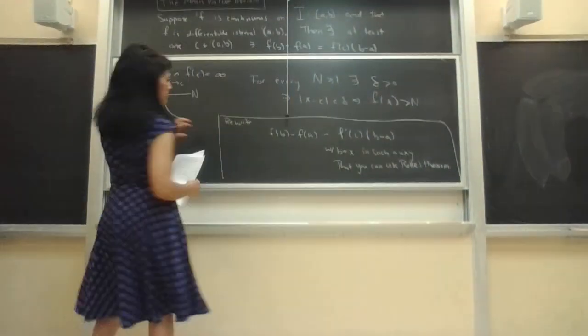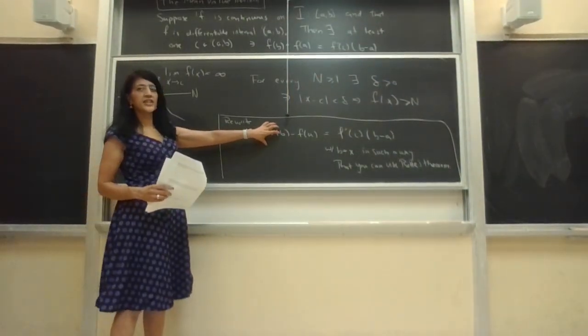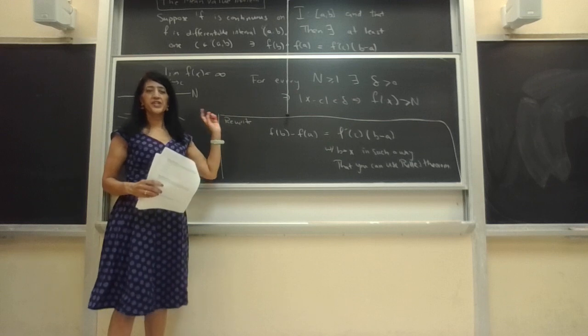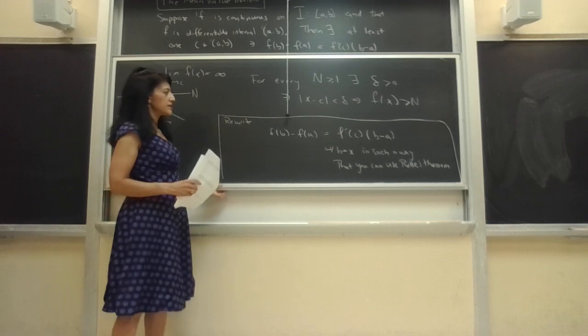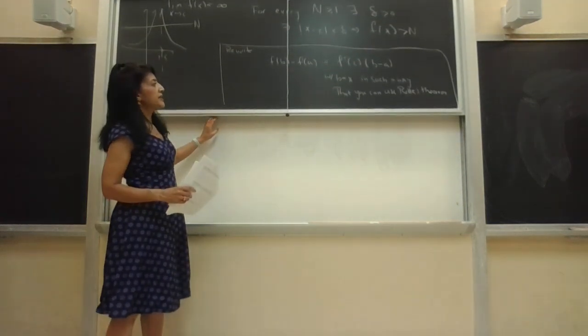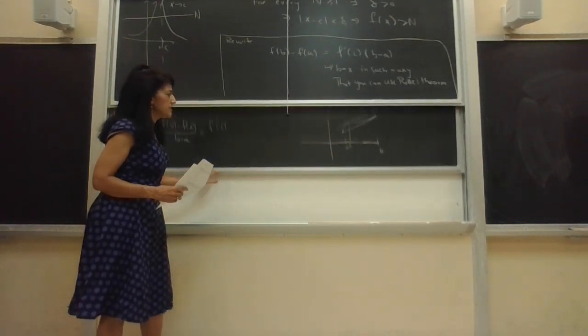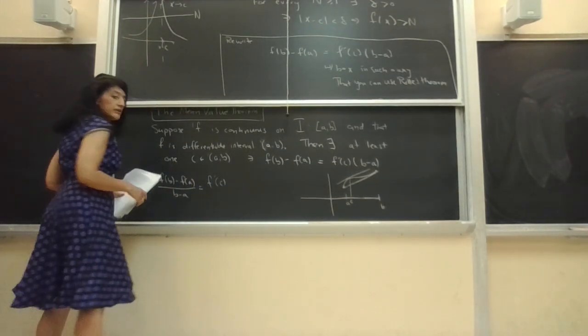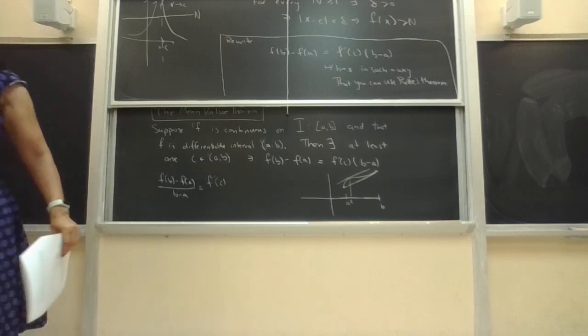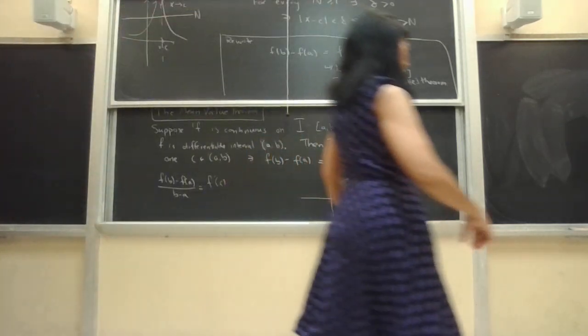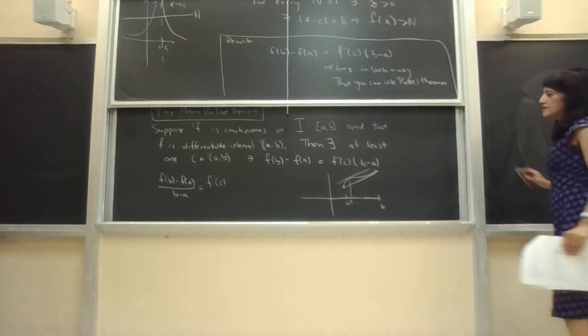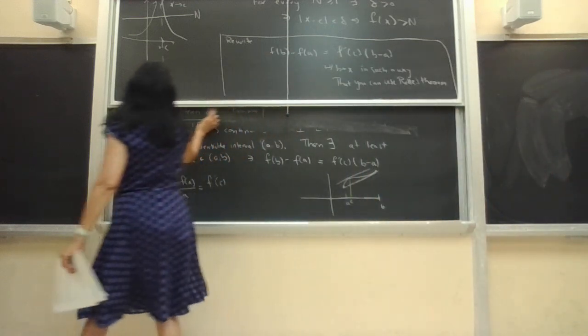Okay, so somehow you want to take this thing here and turn it into a function where you can apply Rolle's theorem. Rolle's theorem is about zeros. So I'm going to do the following. Rolle's theorem is just the mean value theorem, so it's saying it's equal to the secant.